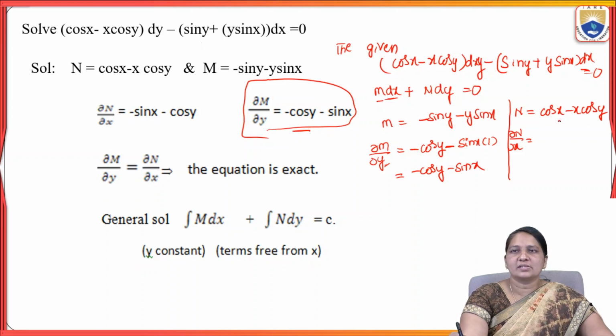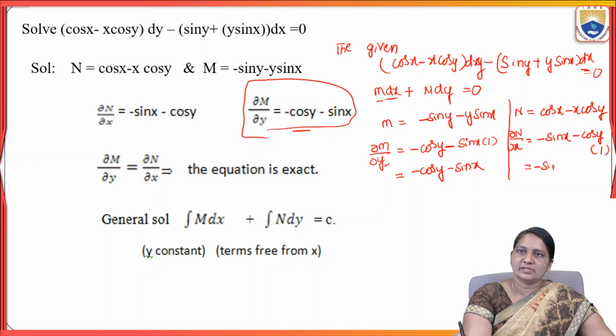So here cos x is there. The derivative of cos x is minus sin x. And when you are differentiating with respect to x, y is the constant. So cos y is the constant. The derivative of x is 1. So finally here we get minus sin x minus cos y.